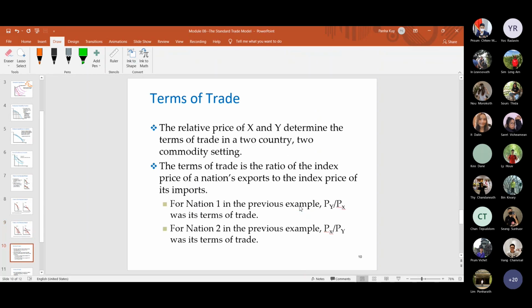And then what happened next? This is the terms of trade. The relative price of X and Y determines the terms of trade in the two countries, because the relative price here represents your budget line in terms of your consumption.